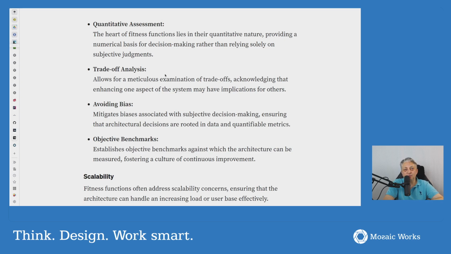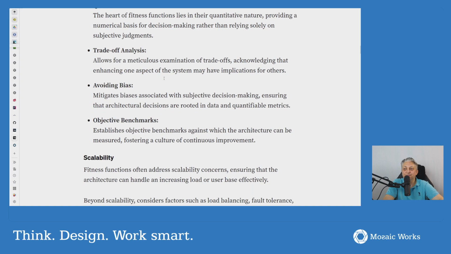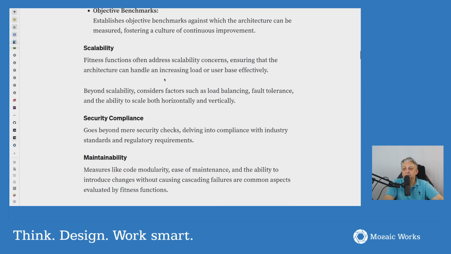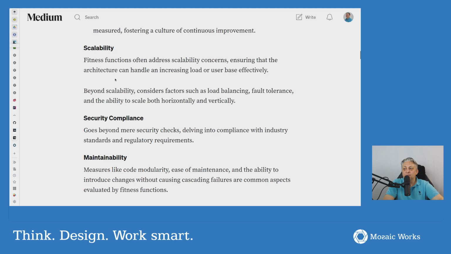And whenever you focus on one thing, in architecture, you need to make decisions with incomplete information, which means that you will have trade-offs anyway, and there's no perfect solution. So avoiding bias and objective benchmarks. Okay, so let's look at a few of these. Scalability. So fitness function is often about scalability. I think what you need to take into account is generally the big four: performance, scalability, reliability, and security, but you can go beyond that.